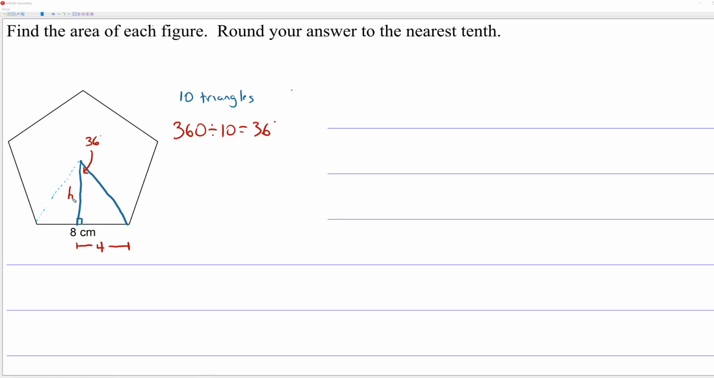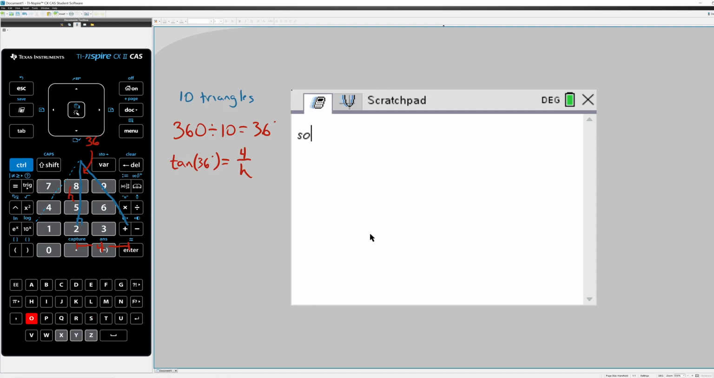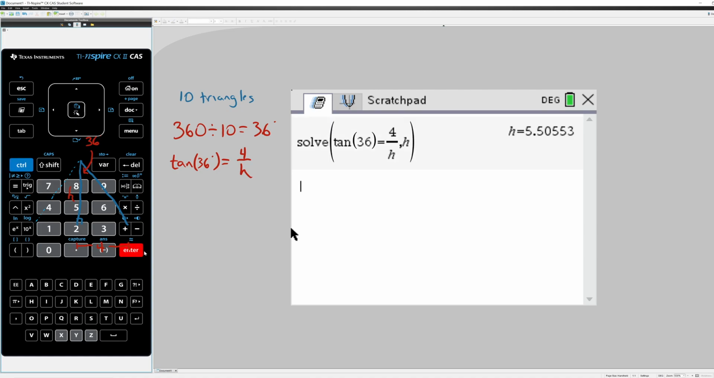Let's call the height of the triangle H, and then we can use trigonometry to find H. So we have a 36 degree angle, we know the opposite side, H is the adjacent side, so we can use the tangent function. So the tangent of 36 degrees is 4 over H. So let's solve this equation. I have my calculator app pulled up. So we want to solve the tangent of 36 equals 4 divided by H, solve for H. I'm going to press Control Enter because we want a nice decimal answer. And H is 5.51.